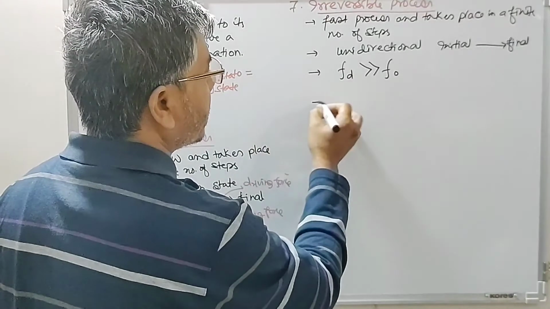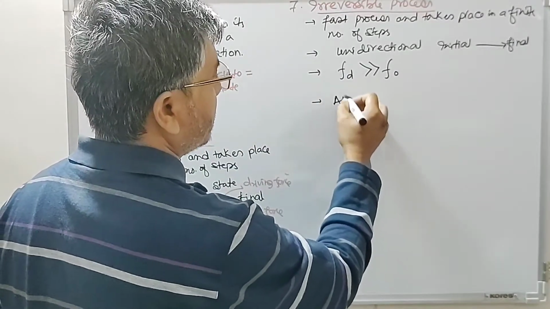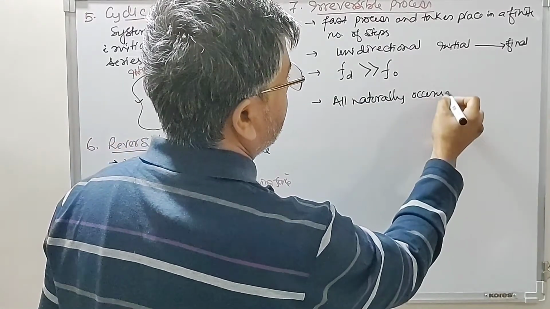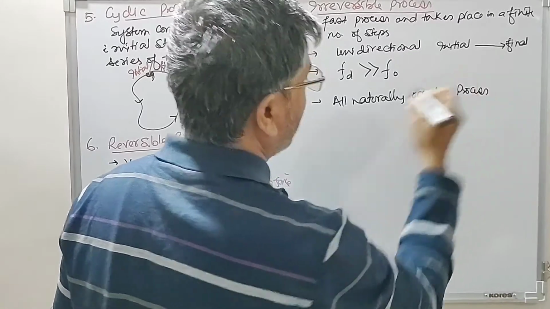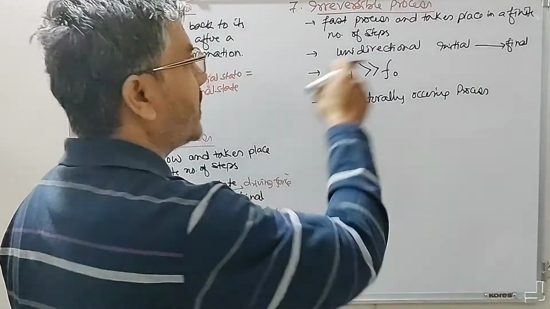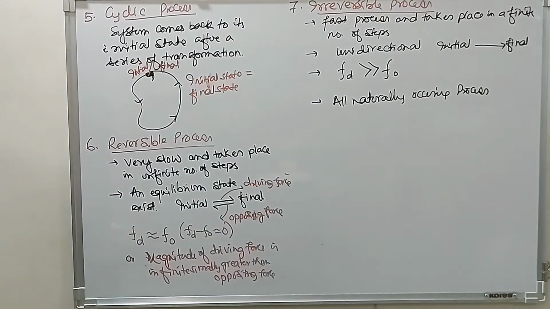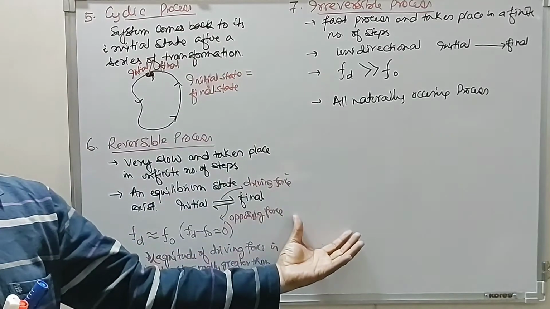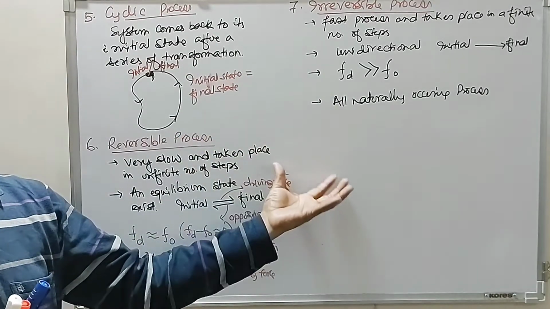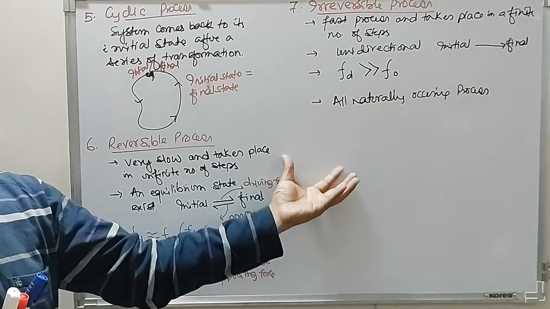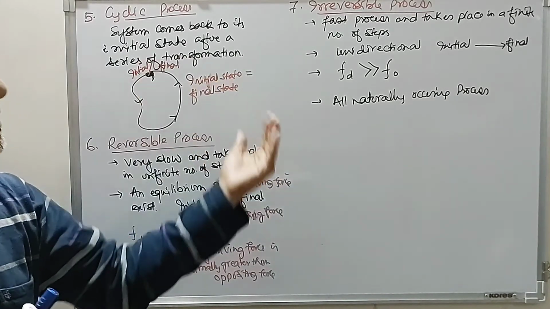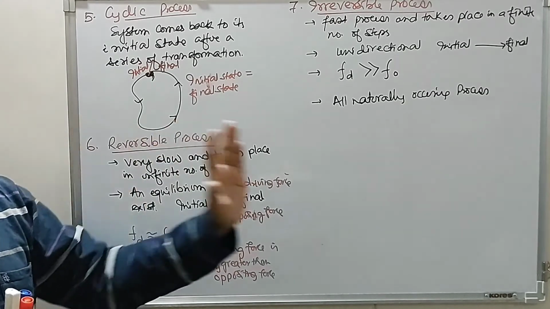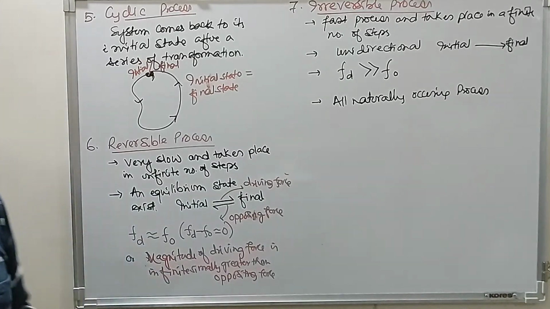And all naturally occurring processes are irreversible. So these are the types of processes that we often encounter in thermodynamics. So we have defined what a process is, and what the different types of process are. Now after learning this, we are left with some other basic terms. So that is the next part.